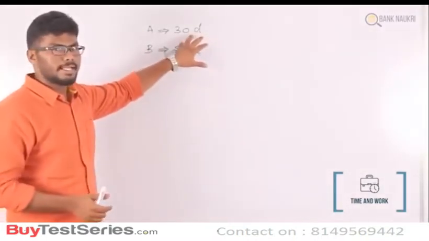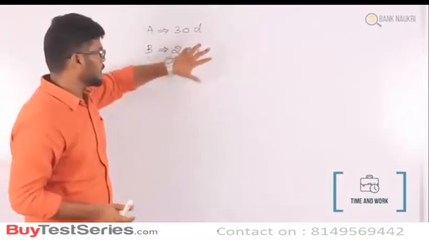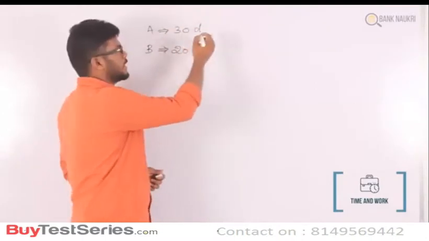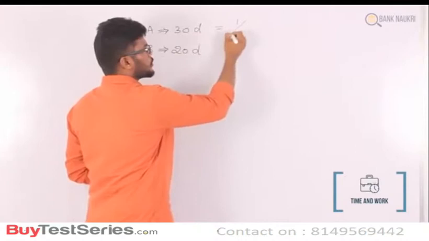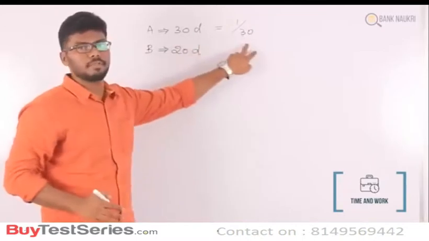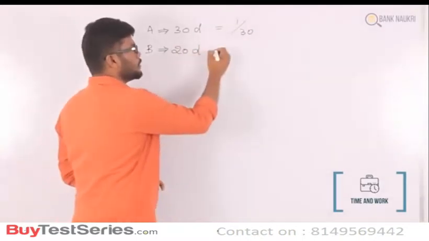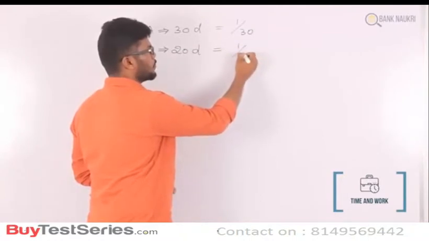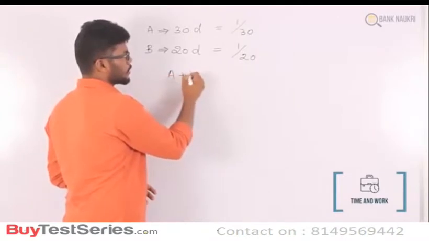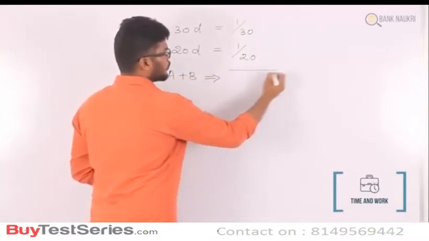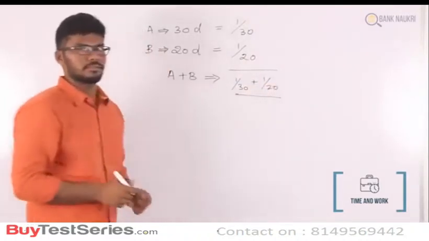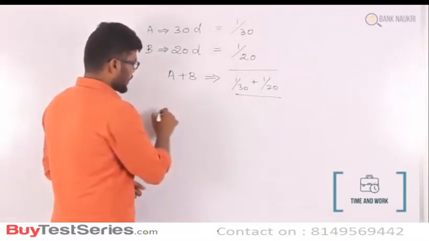So solving this, A can do a piece of work in 30 days, B can do the same piece of work in 20 days. So if A finishes the whole work in 30 days, in one day, A will finish 1/30th of the work. Am I right? So the net work done by A in one day will be 1/30. So what will be the work done by B in one day? It is 1/20. Fantastic. Simple, right? Now, if I say A and B are working together, the work done by A and B in one day will be 1/30 plus 1/20. Got it? Right.